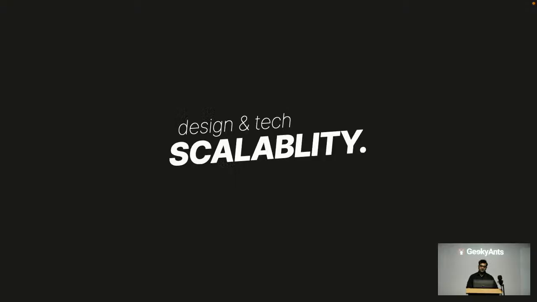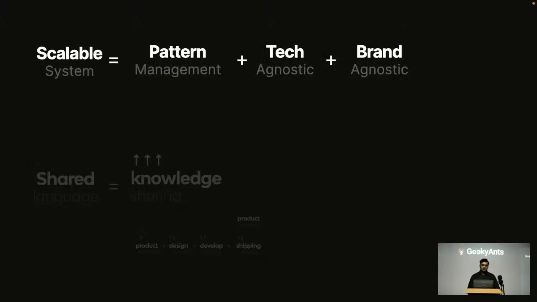Let's talk about one last point, but a very important one: design and tech scalability, right? So we already talked about the shared knowledge bit. Let's add scalable system in the mix. From my perspective, I feel a scalable system has three components: pattern management, and being agnostic of tech and brand. It is not dependent on tech or brand anymore, so it is agnostic of both of those elements. Let's go with brand agnostic first.